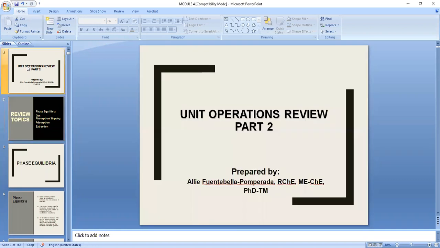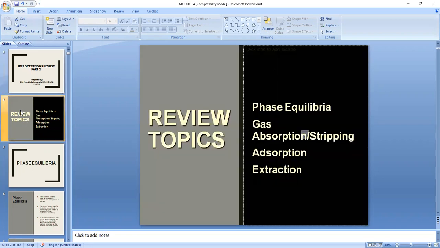Okay, so this is the second part of our review in unit operations. And the processes that we are going to cover are the separation processes. So for this first set of slides, we'll be covering gas equilibria, that is in the case of gas absorption and stripping. Then we'll have, of course, before that, the concept of phase equilibria. Then we'll have adsorption and extraction.